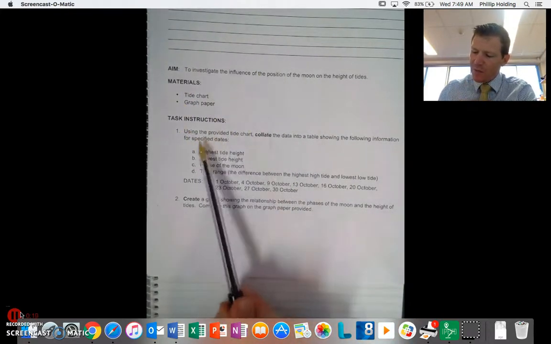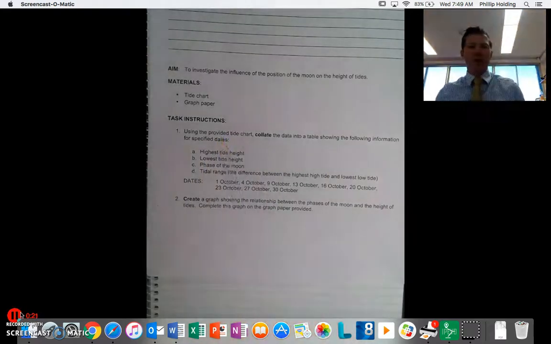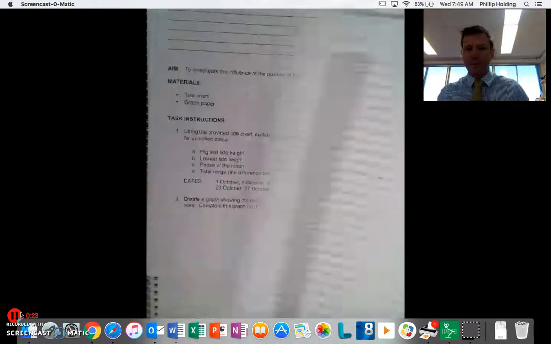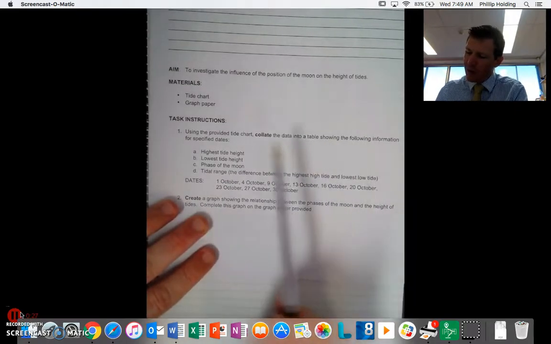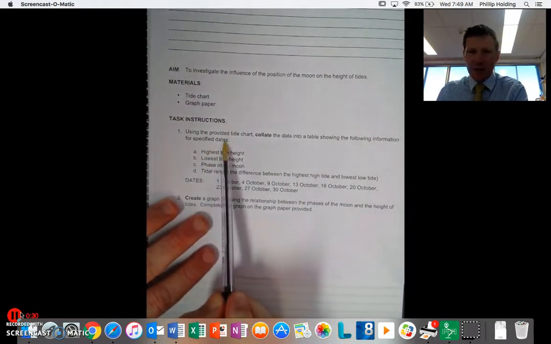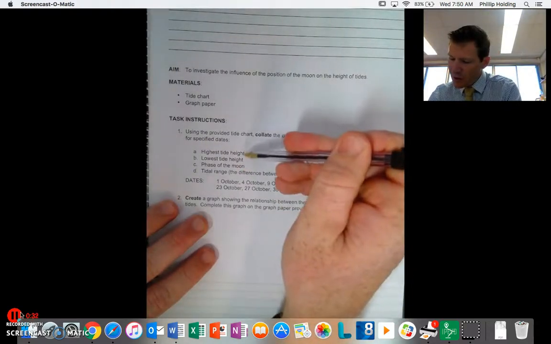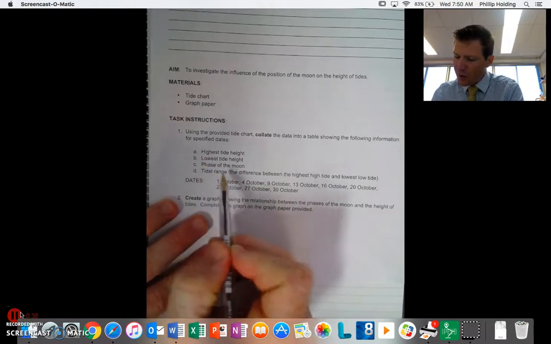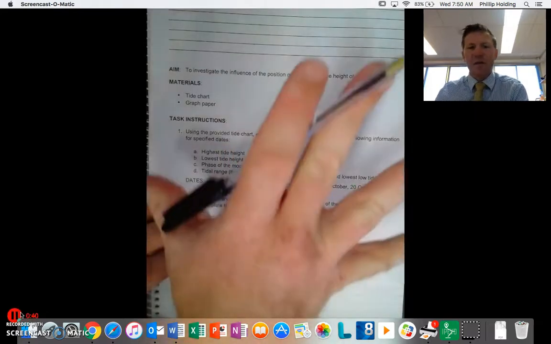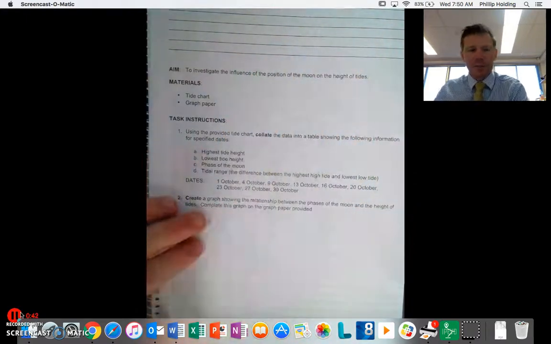Your task instruction: using the provided tide chart, and that's this one here, collate the data into a table showing the following information for specified dates. So in your table, you need to include the highest tide, the lowest tide, phases of the moon, the tidal range, and the date. So they're the 5 things that you need to include.